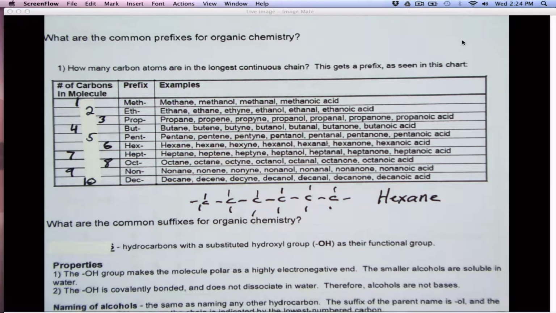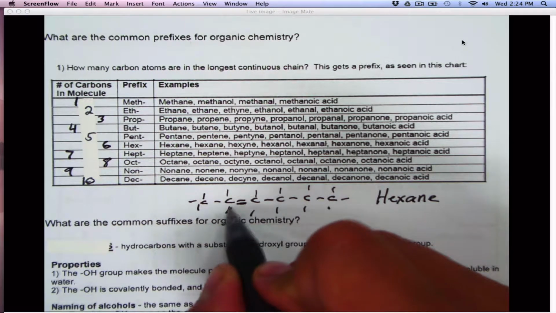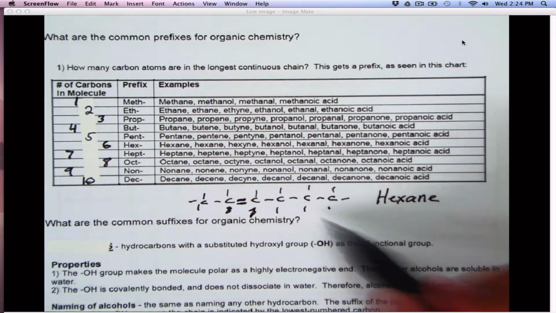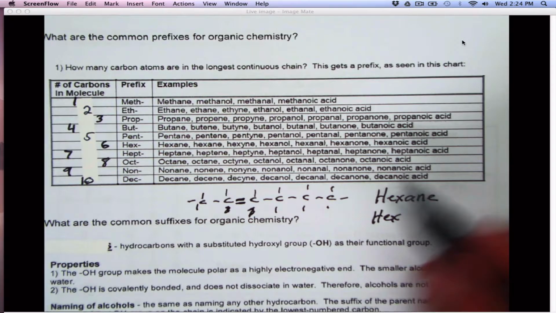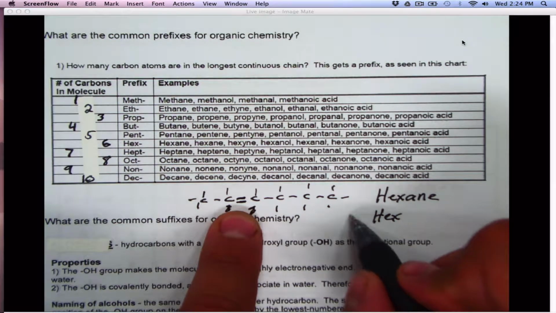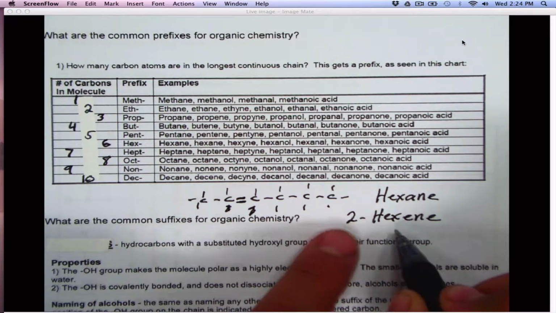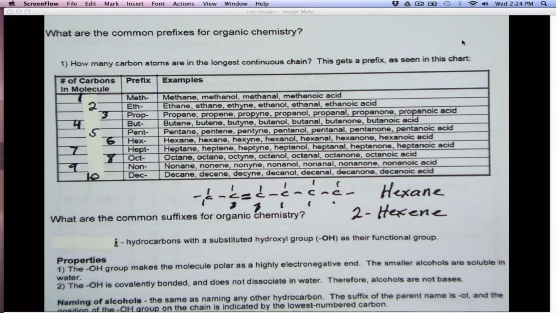All right. If I was to change this bond here, which would take this off and take this off, now I have a double bond between the molecules. That would still be hex because there's still 6, but now I have a double bond, and it tells me the location of it. On the second bond, I have a double, 2-hexene. Second bond between the carbons, I have a double. Same thing would go for triple. If this was a triple, it'd be 2-hexyne with a Y-N-E.